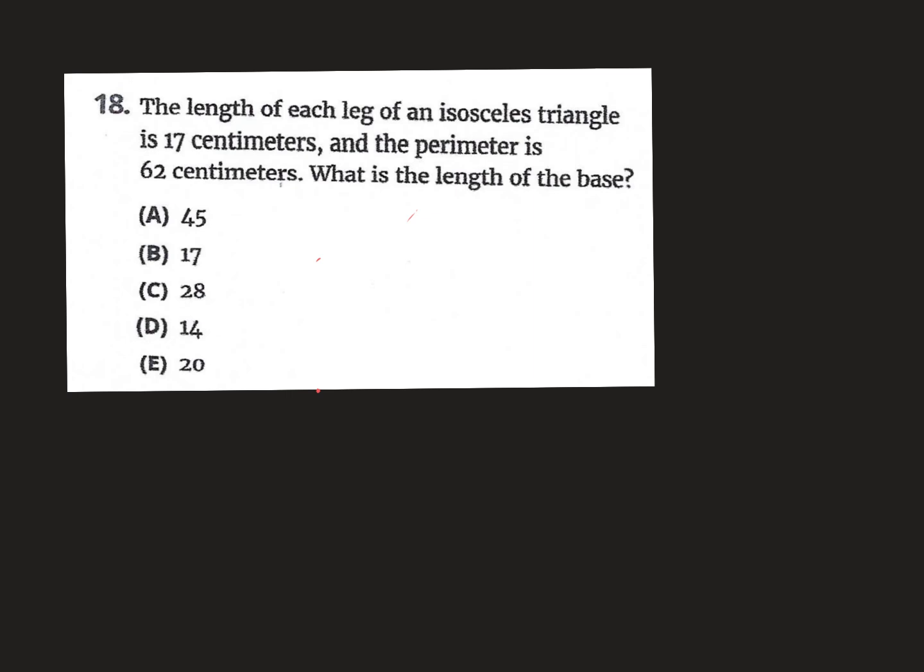The length of each leg of an isosceles triangle is 17 centimeters. The perimeter is 62 centimeters. What is the length of the base? So an isosceles triangle has two sides being equal. So we know one side is 17, one leg is 17. Then we know that the other leg is 17 because both opposite sides are equal there.